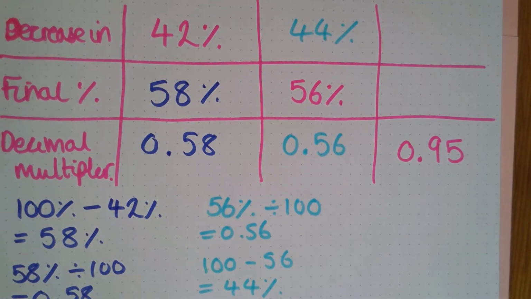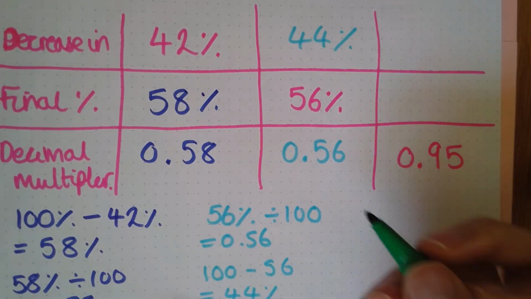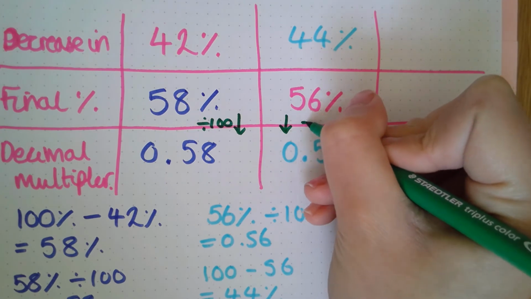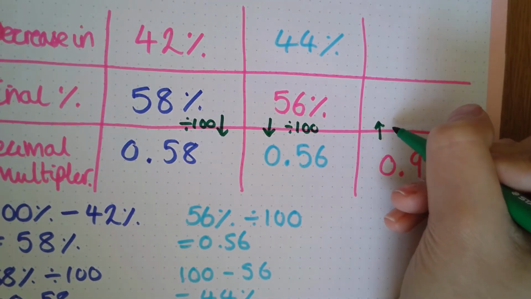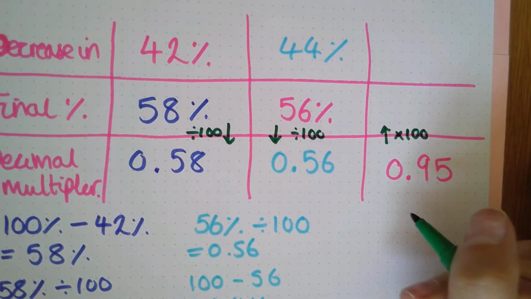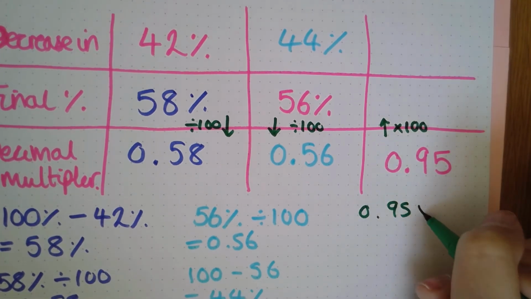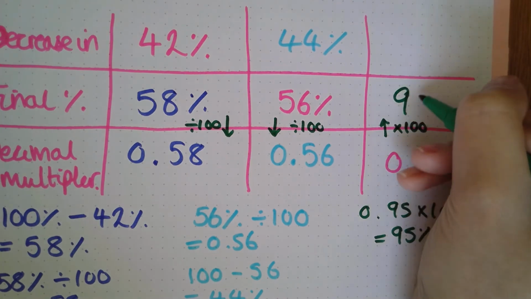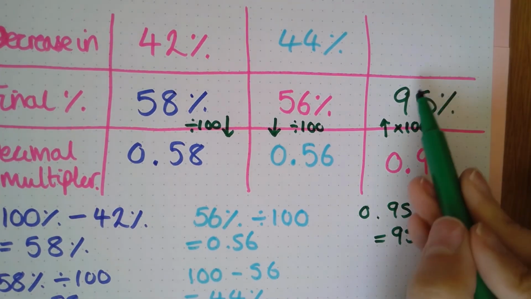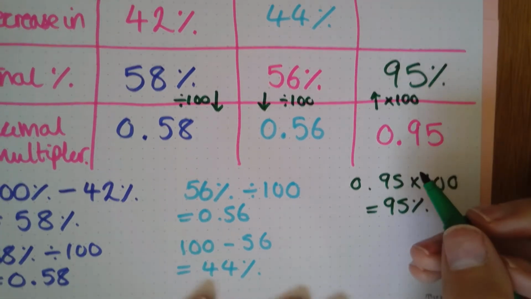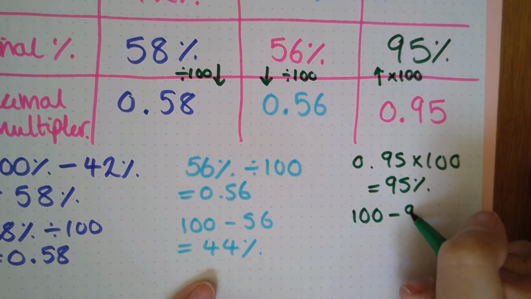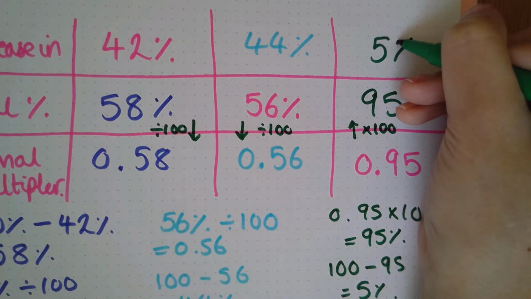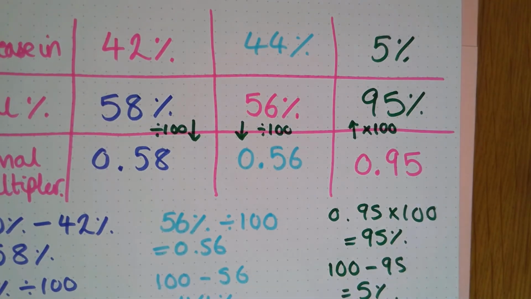Okay, and the final column, I've got 0.95. Remember, from here to here we divide by 100, here to here we divide by 100. So if I'm going back up the other way, I'm going to times by 100. So 0.95 times by 100 is 95%. What did I take away from 100 to get to 95? Well, 100 take away 95 is 5%. So I must have taken away 5% to get to 95%.